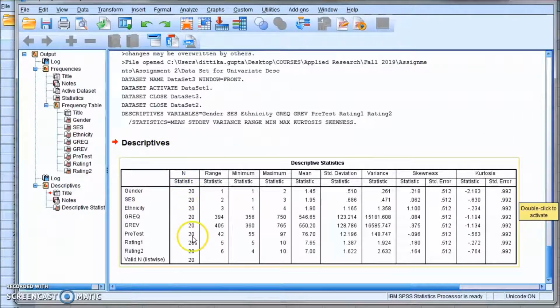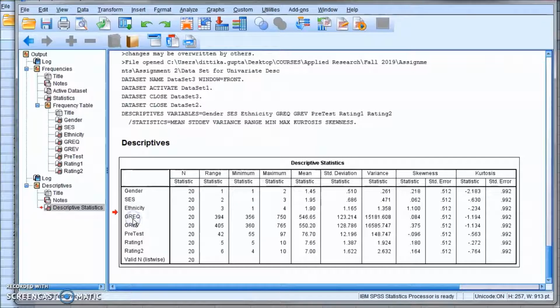So for gender, how many there were, obviously our data set N was 20. Range for gender doesn't make sense because it is nominal data. 1 is male, 2 is female. Minimum and maximum don't make sense for gender, SES, and ethnicity because it is a nominal data set. There is no sense in doing 1 minus 2, males minus females. It makes sense to count how many males and how many females, but 1 minus 2 would just give you a 1. So a range of 1 doesn't make sense. Range of 2 and range of 3 don't make sense either.